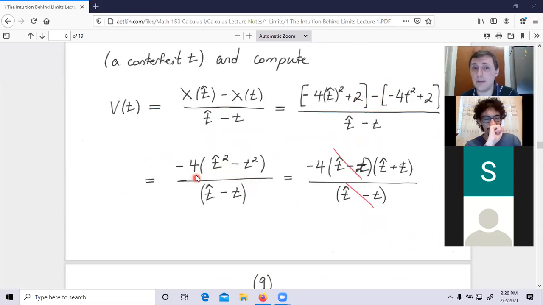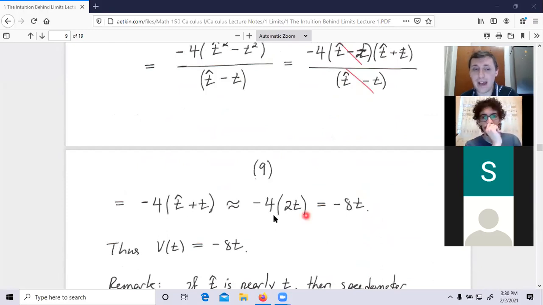And when we simplify everything, we get minus 4 times t hat squared minus t squared, divided by t hat minus t. Factor it out, cross it out, and what do we have? We have minus 4 times t hat plus t. The t hat and t are now very similar. So that would be essentially the same as 2t times minus 4, which gives us minus 8t. So my prediction is that velocity is always going to be minus 8 multiplied by the time. So at 0 seconds, the particle is not moving. At let's say 2 seconds, it is moving to the left, at minus 16 meters per second, let's say.